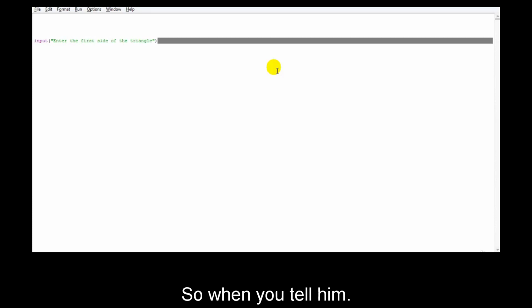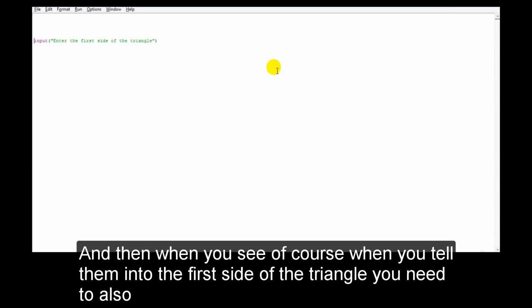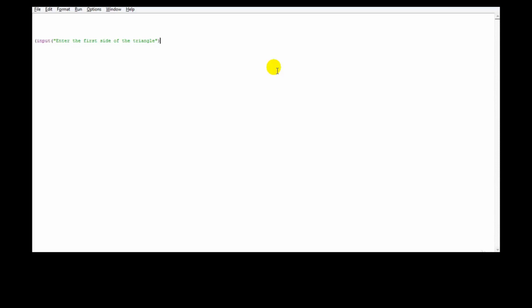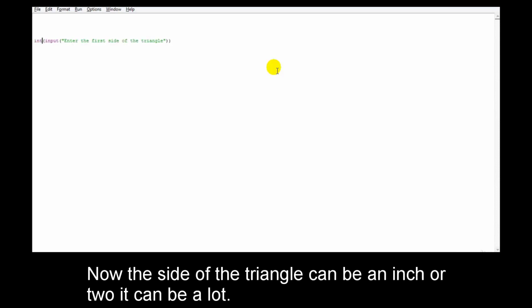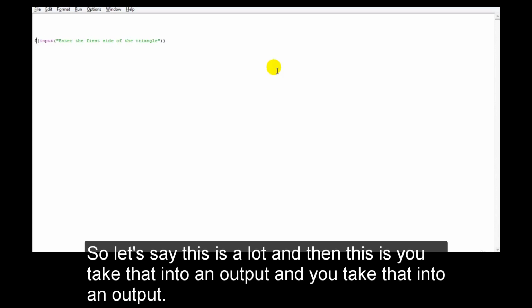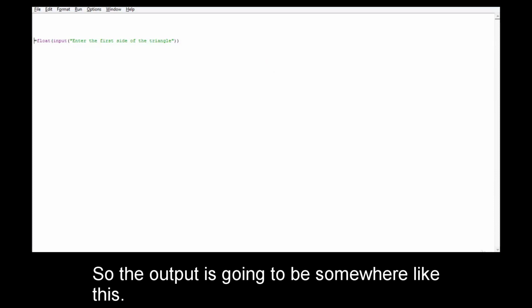When you tell him enter the first side of the triangle, you need to take that input and convert it. Now the side of the triangle can be an integer, and it can also be a float. So let's say this is your float, and then you take that into an output. The output is going to be somewhere like this.